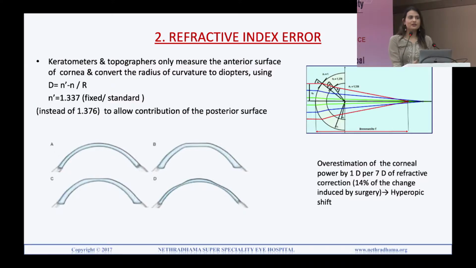But after refractive surgery, as the ratio of anterior and posterior curvatures changes, this refractive index does not hold good. So you cannot use this, and you will have to use different methods that measure the corneal power accurately. By this error itself, there can be an overestimation of the corneal power by 1 diopter per 7 diopters of refractive correction, leading to a hyperopic shift.